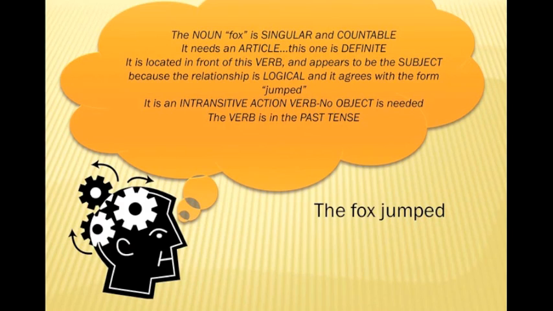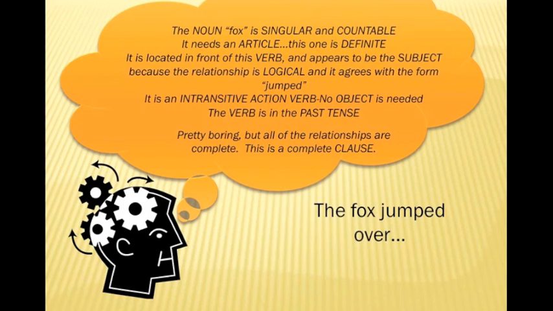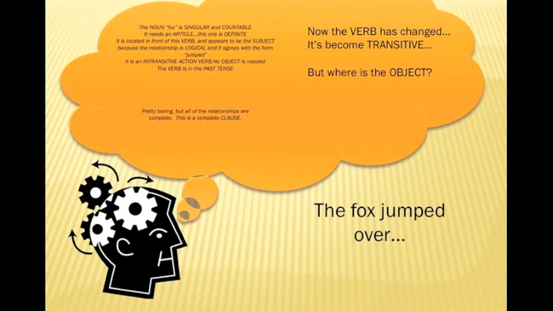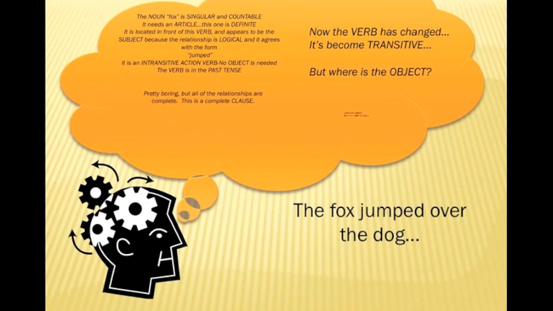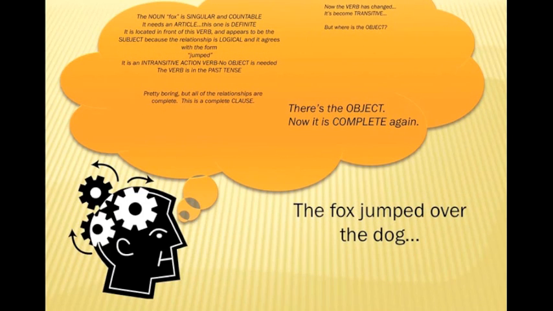But now we start to complicate the idea a little bit. Right now it's pretty boring, but all of the relationships do seem complete. This is a complete clause. But now watch what happens once we introduce a new word. You see, now the verb has changed. It's now become a transitive verb, but we're missing the object. Where is it? Aha, there's the object now, the dog. Now it's complete again. So this relationship is once again a complete subject-verb clause.